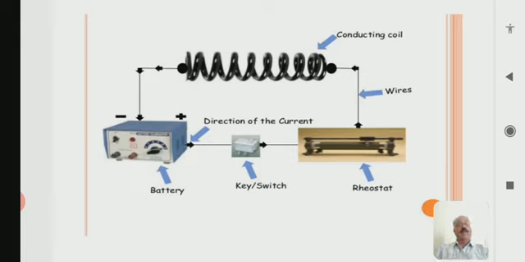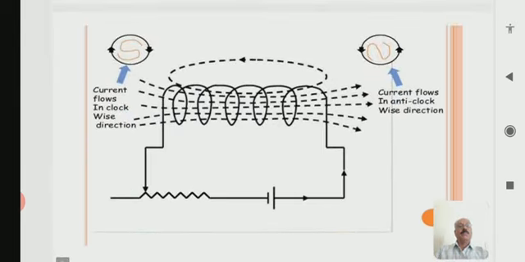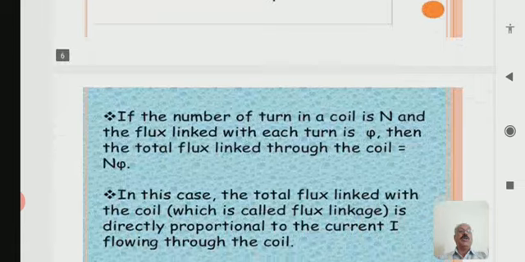So what happens when the current flows through the coil? Around that coil, the magnetic flux is produced as shown in this figure. The dotted lines show the magnetic flux. They are linked to the coil. So the current is induced, and EMF is also induced.